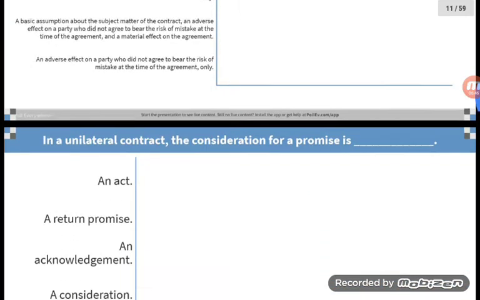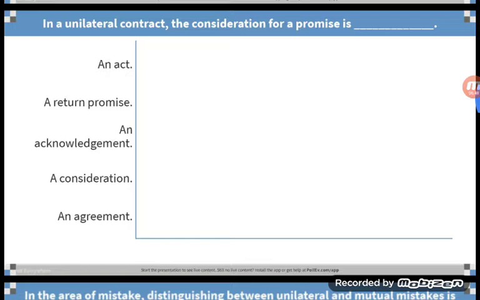I'm going to move on from mutual mistake. We'll come into mutual mistake a little bit later here. In a unilateral contract, the consideration for a promise is an act.